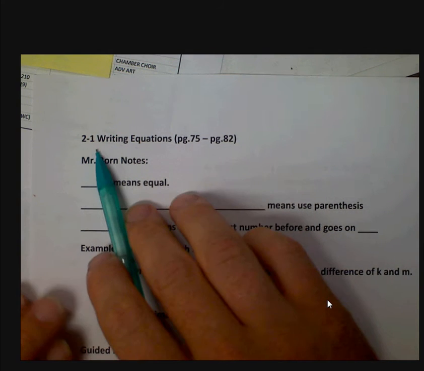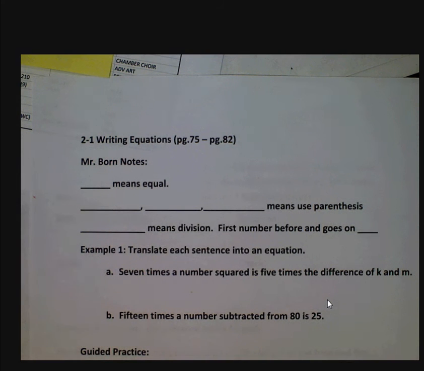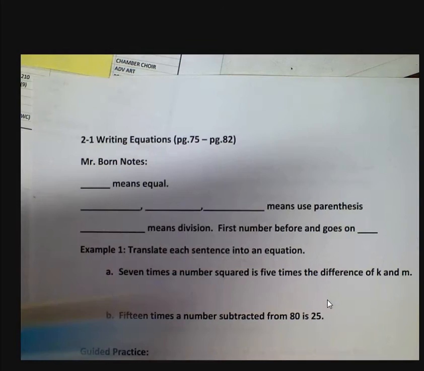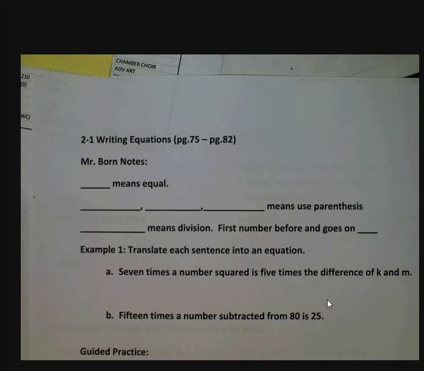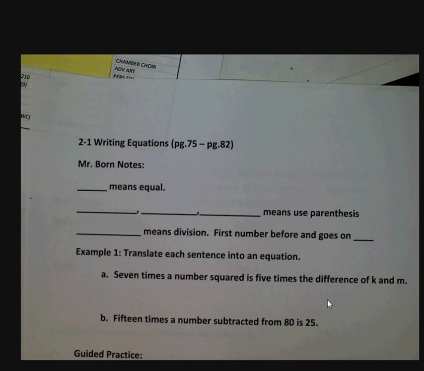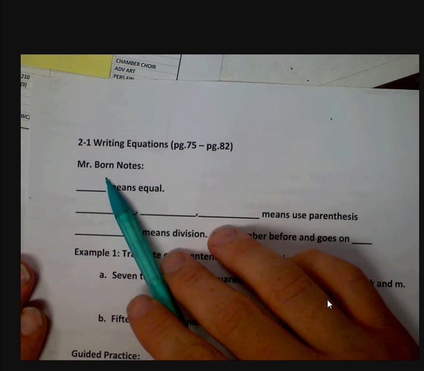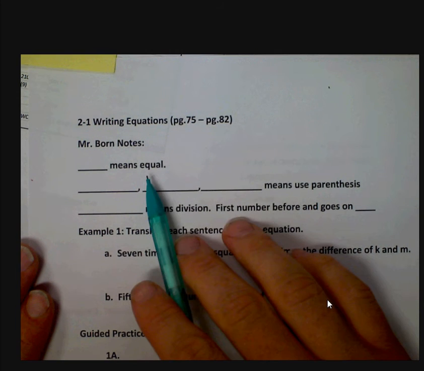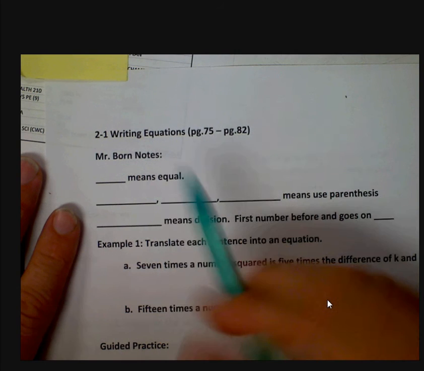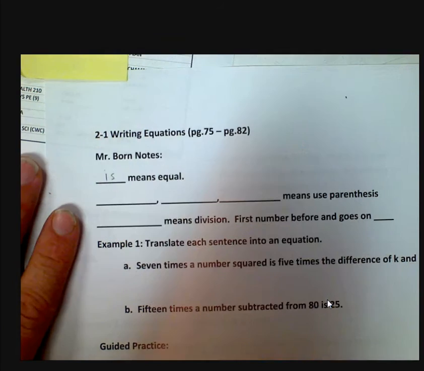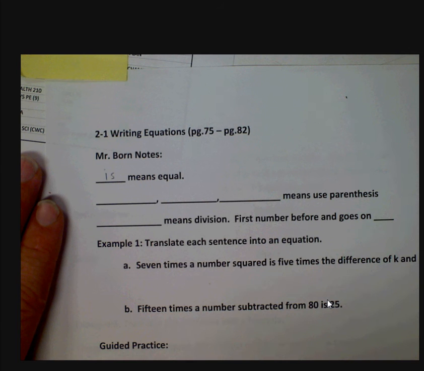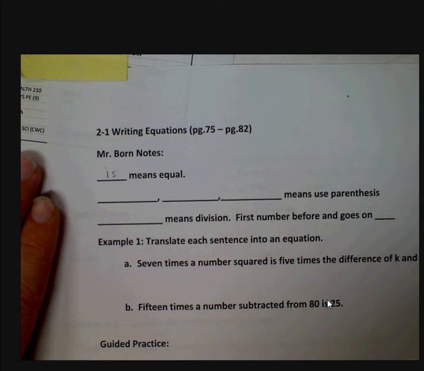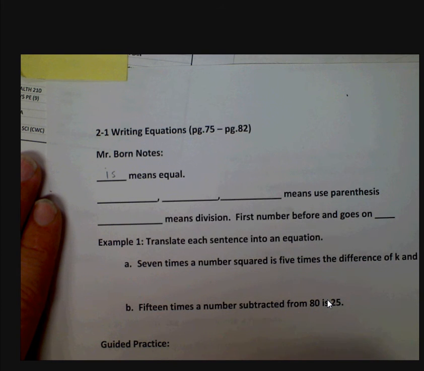Okay, we are on 2-1, writing equations, page 75. Here's where we are. Okay, the first thing I want to do is add a couple of notes that are not really tied to the book. I need you guys to know that "is" means equal. So whenever we see the equal sign, we're going to put "is" as the word that means equal.